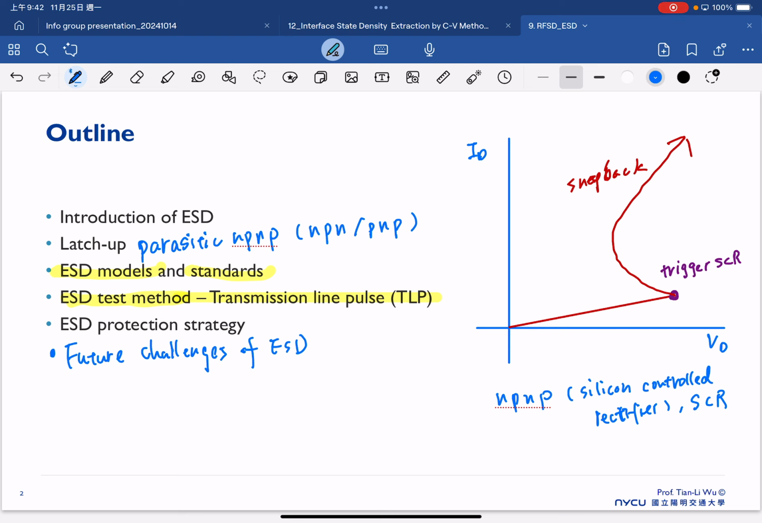So in this class, because we only take one class to explain ESD, we only focus on the basics of ESD and the origin of ESD at the device level.